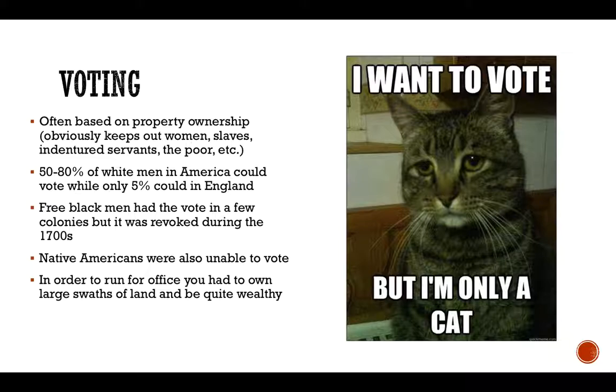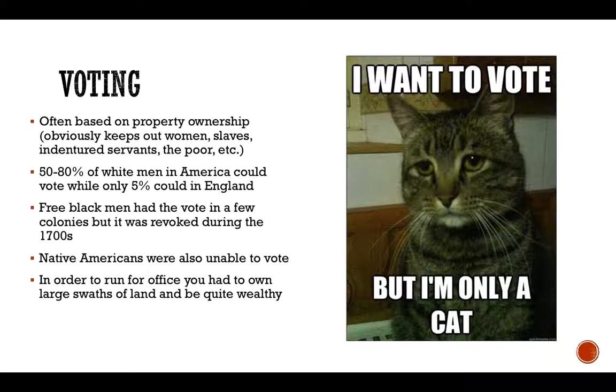What they did manage to do within the colonies was expand the ability of people to vote, even with all those restrictions. So in England, only about 5% of men could vote. And in what is now the United States, it was about 50 to 80% of the white men in America could vote. This is obviously a big step forward, and we should acknowledge steps forward where they come, even if we'd prefer that they also applied to the groups of people who were left out. So this is a step forward from what people had been experiencing back in England.